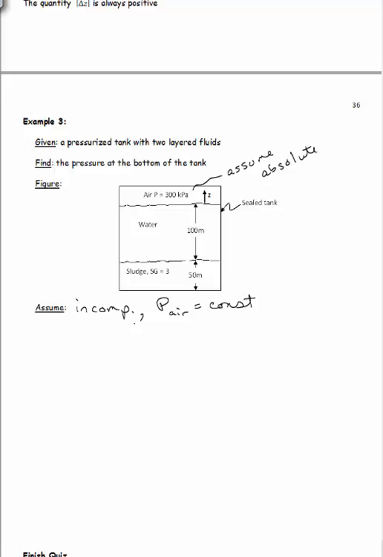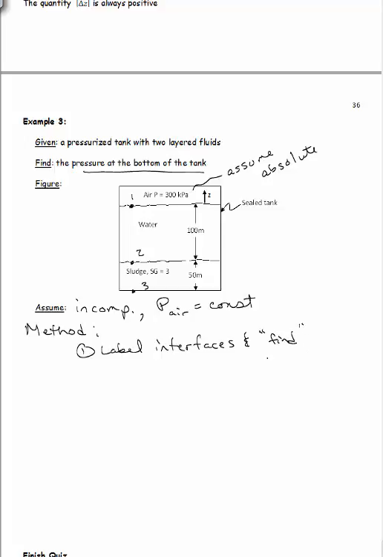All right, so I have a method here that's going to work for your manometer problems as well as for this problem. Whenever you have multiple fluids in there, there's a nice, easy way to use this equation. First thing you want to do is just label all your interfaces between different fluids. Let's call this 1, this 2, and everywhere also where you're trying to find something. So pressure at the bottom of the tank, trying to find 3. So label interfaces and finds.